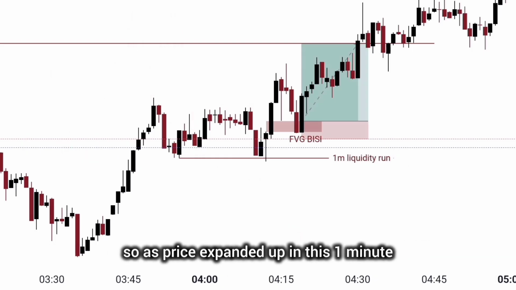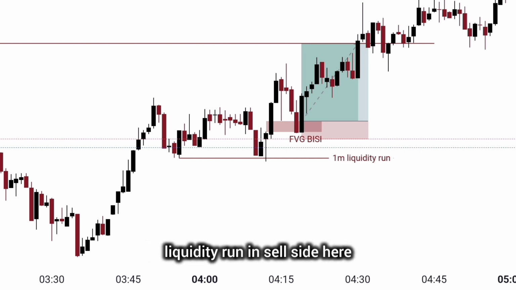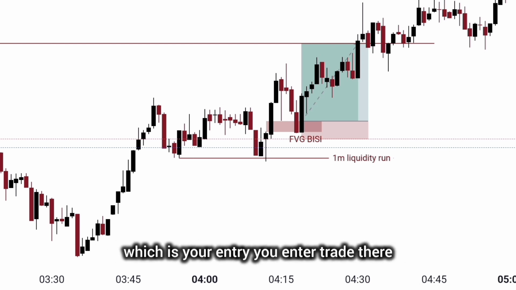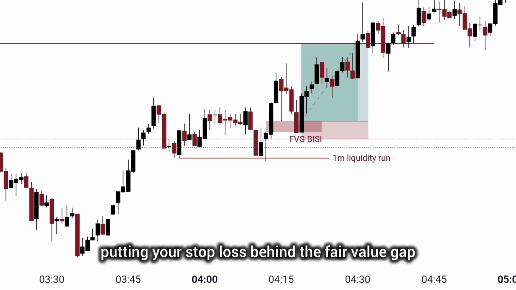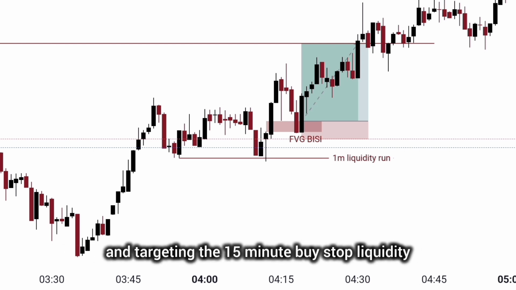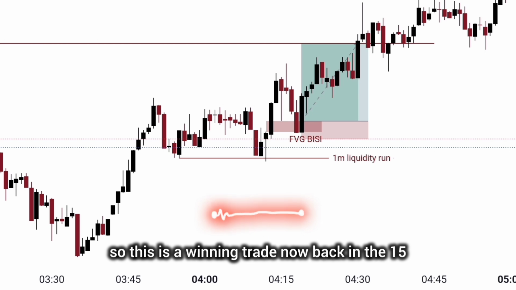As price expanded up in this 1 minute chart, you can see there is this 1 minute liquidity run in sell side here, and then price expanded up and created that fair value gap, and then price touched it, which is your entry. You enter the trade there, putting your stop loss behind the fair value gap and targeting the 15-minute buy stop liquidity. So this is a winning trade.